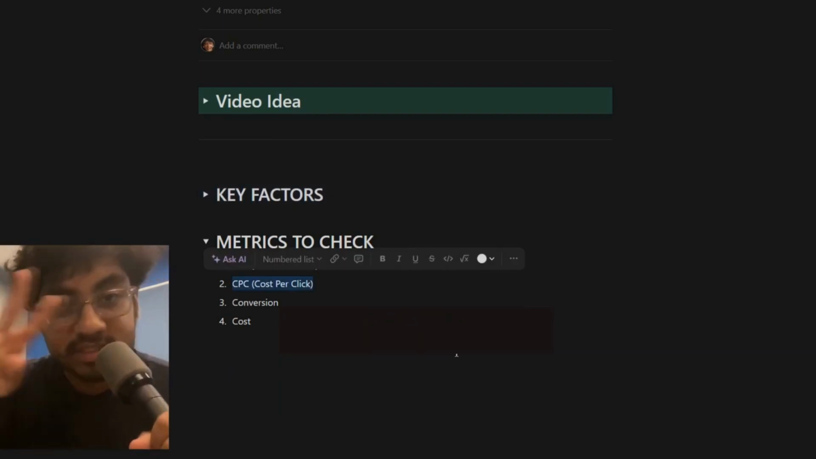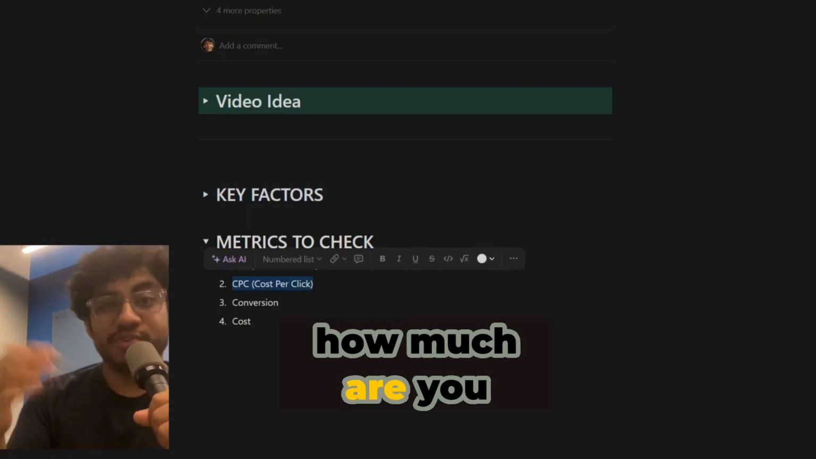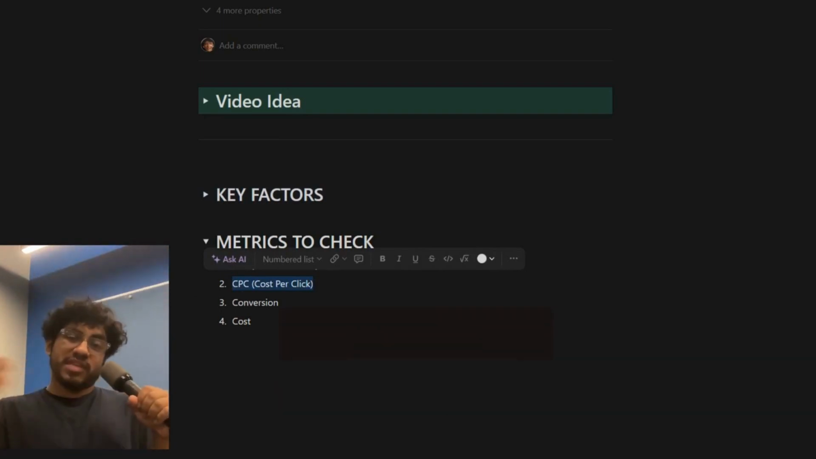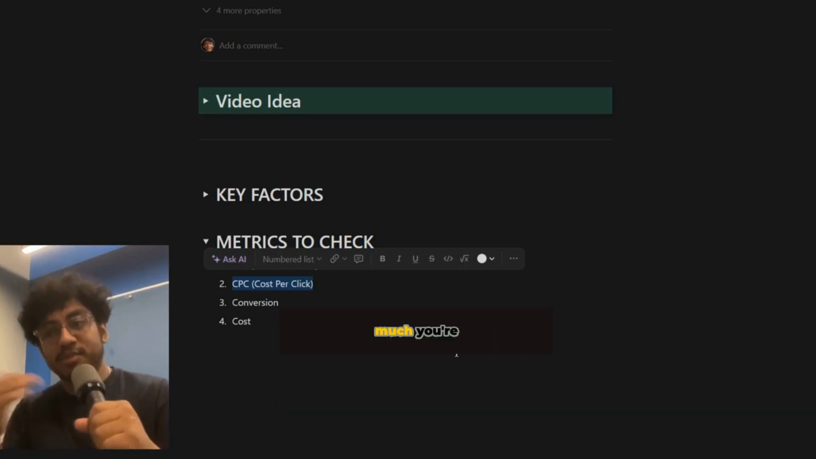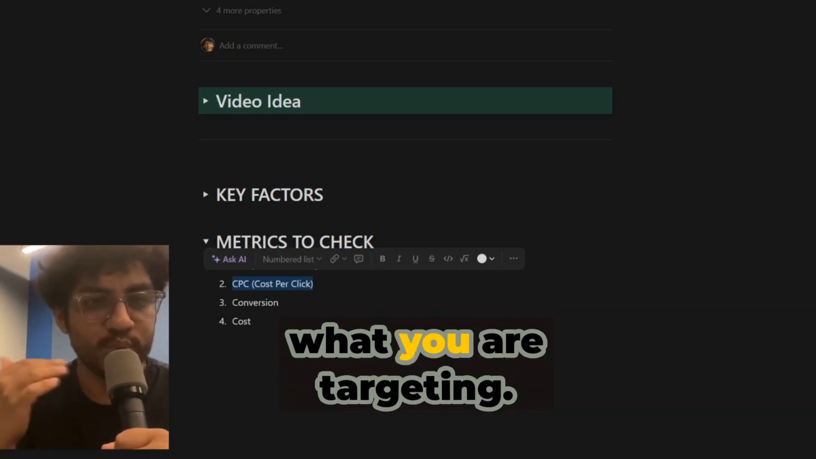Now the cost per click is number 2. So for every click that is going through, how much are you paying for it? This goes back to the keyword stuff. Depending on how much you're bidding on the keywords and everything else, that's what cost per click mainly entails, what you are targeting.